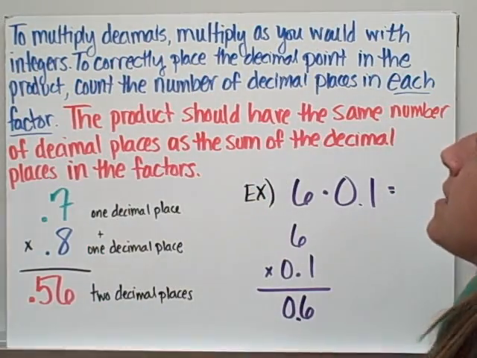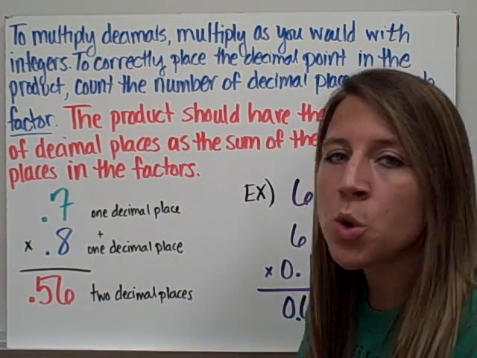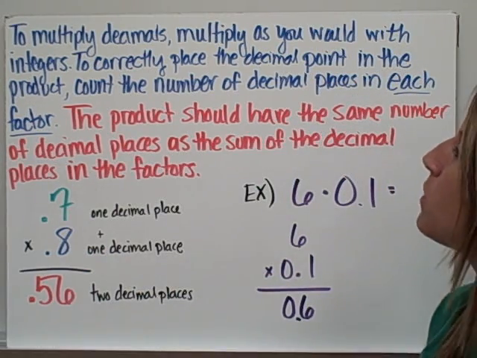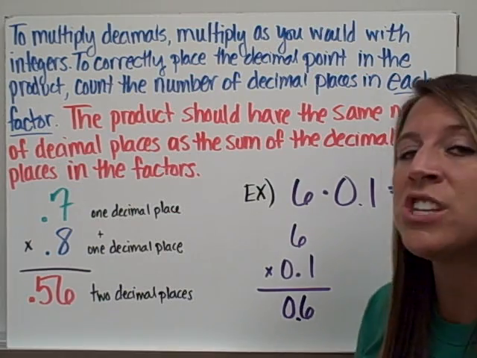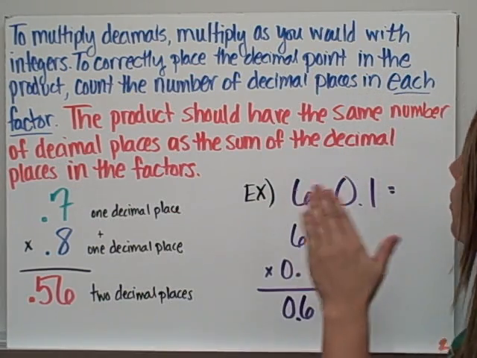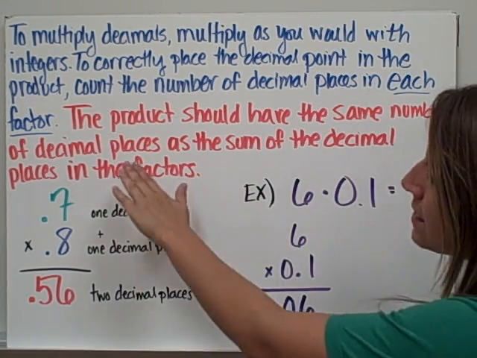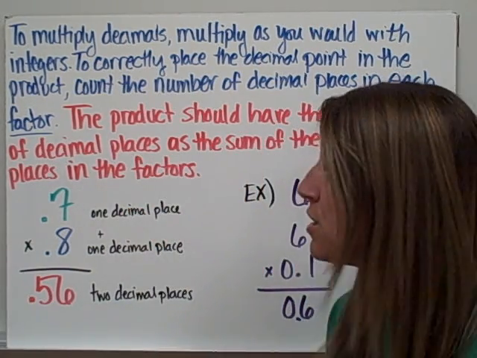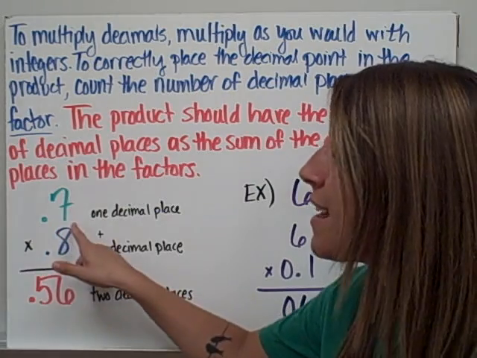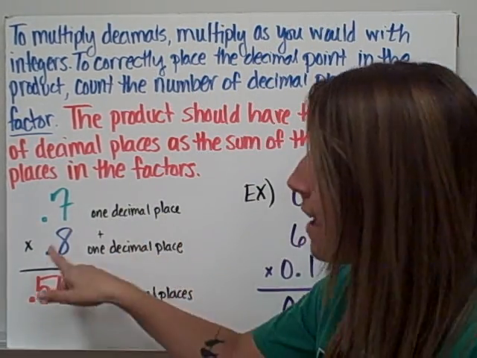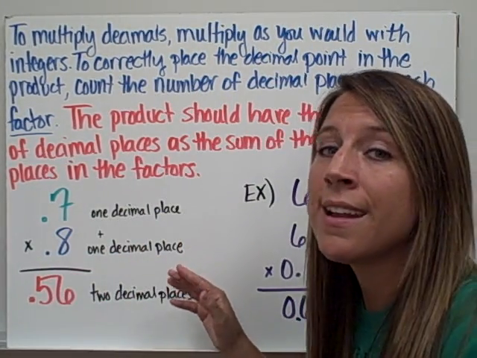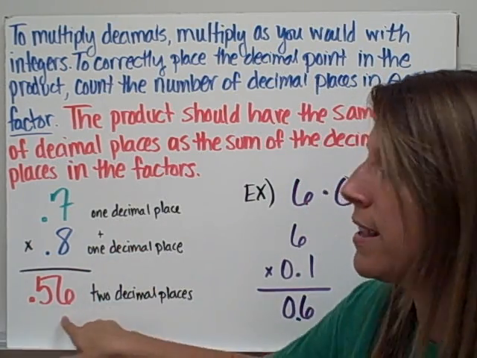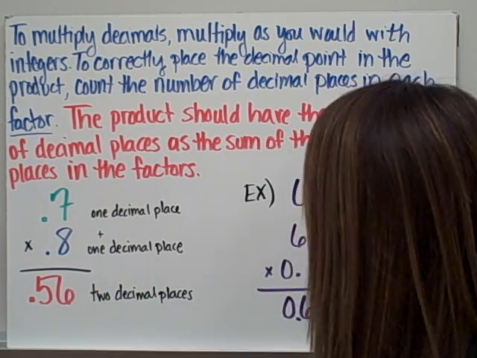So to multiply decimals, you want to multiply as you normally would with integers. To correctly place the decimal point in the product, you count the number of decimal places in each factor, and then the product should have the same number of decimal places as the sum of the decimal places in the factors. So what that means is, 7/10 has 1 decimal place, 8/10 has 1 decimal place, and the product, 56/100ths, has 2 decimal places. 1 plus 1 is 2, and that's how many decimal places are in the answer.